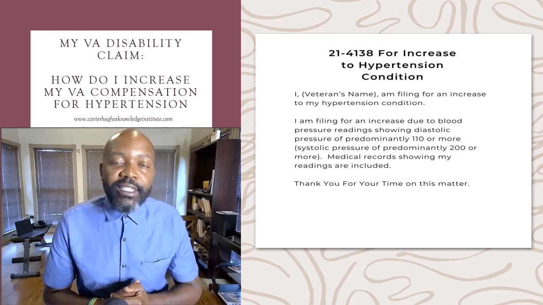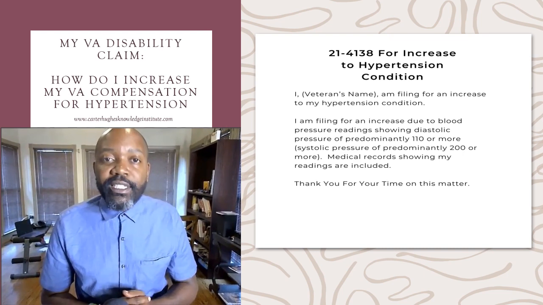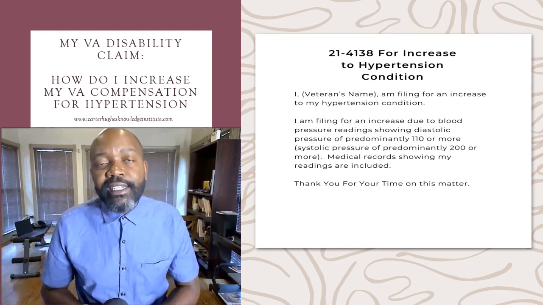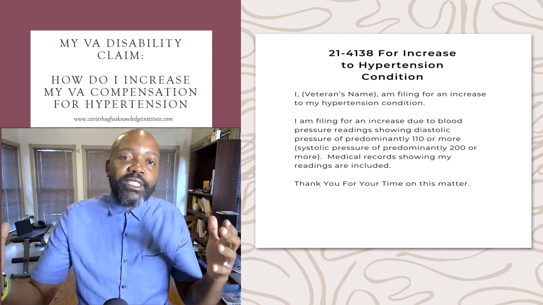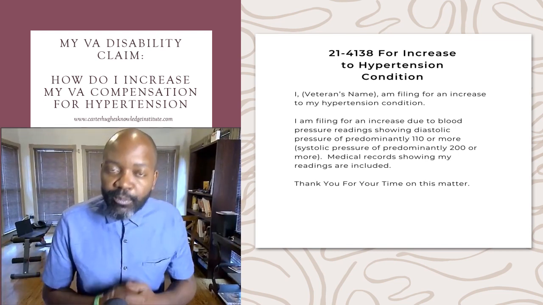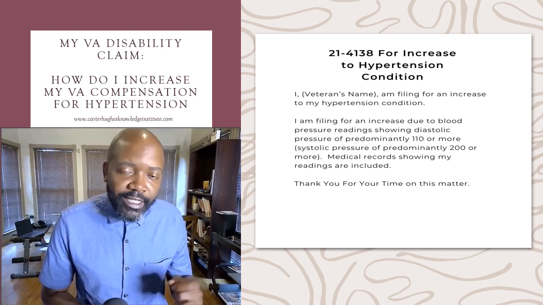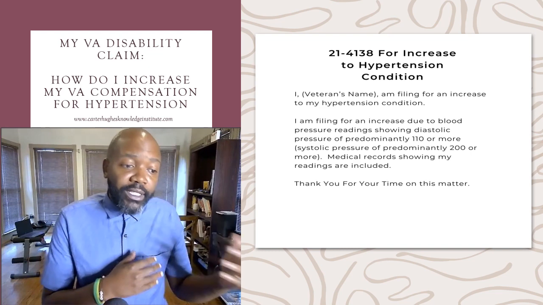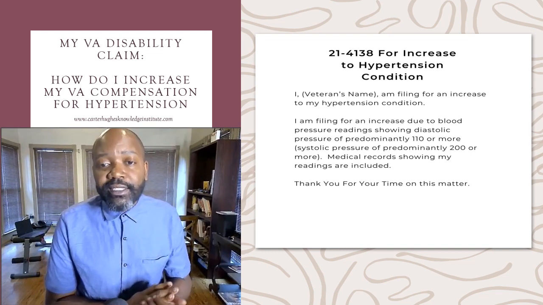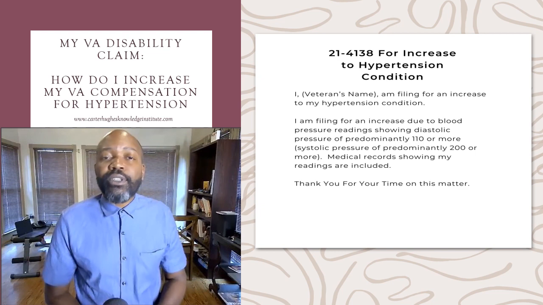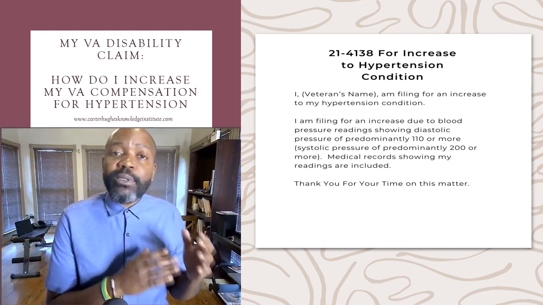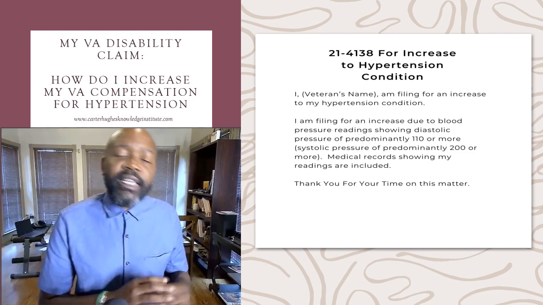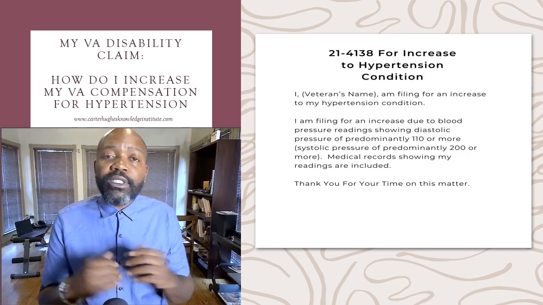Today we're going to talk about increasing that compensation for hypertension. As with every increase, we use that 21-4138 to send up with the claim, just to give them a statement laying out what we want to do. Step one, as with any increase, is to look at that rating schedule. This gives us an idea of exactly what the VA is looking for when they consider your increase for that condition. So first, we're going to go to the rating schedule and look at hypertension specifically so we can see what we need to show in order to get that increase. And then we'll come back to this template and walk you through this language.